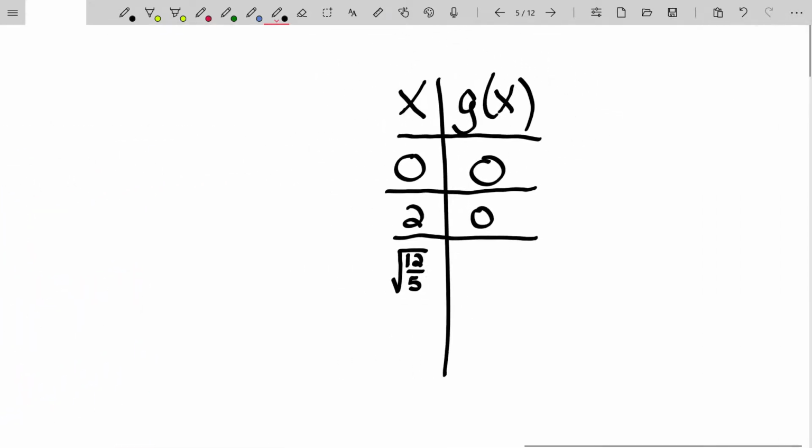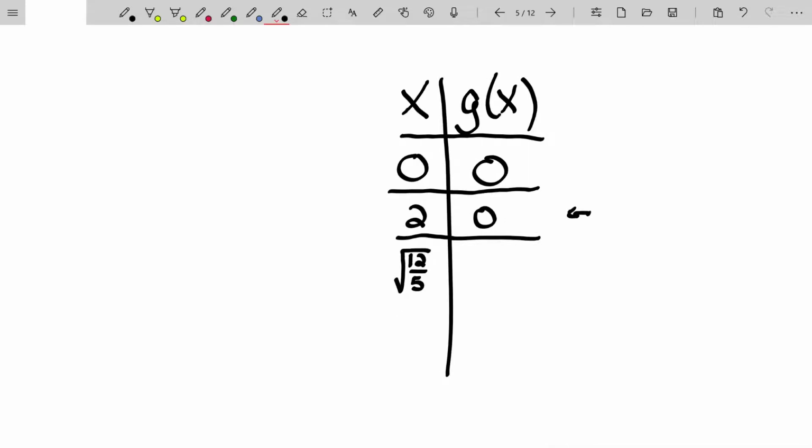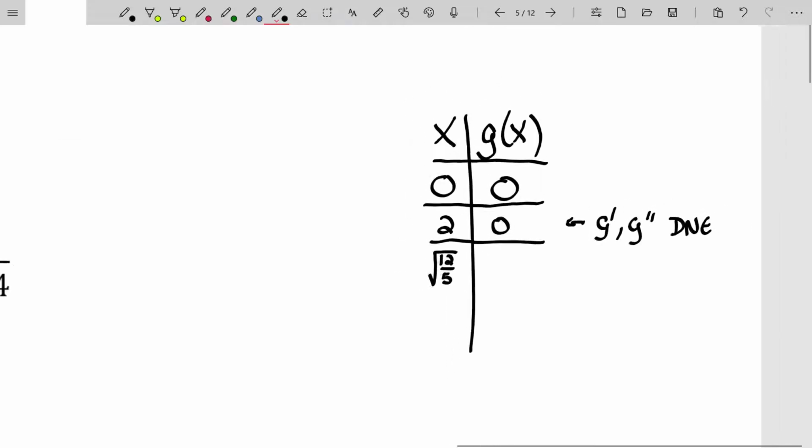I might make a note to myself here: G prime does not exist. If G prime does not exist, G double prime will not exist as well at that point. So G double prime does not exist there as well. It's just a little note to myself. It's not necessary, but I just like to do that.